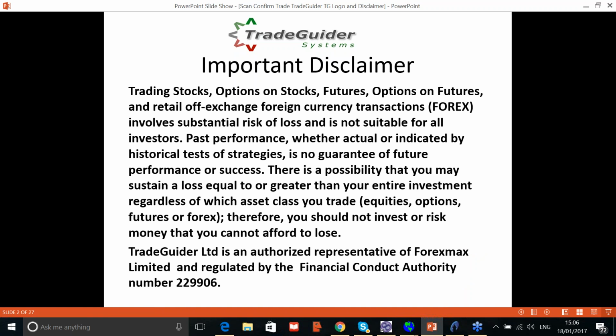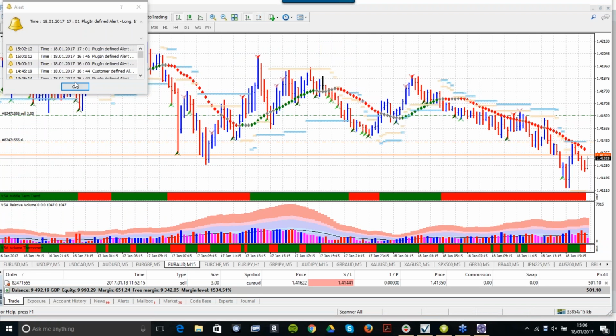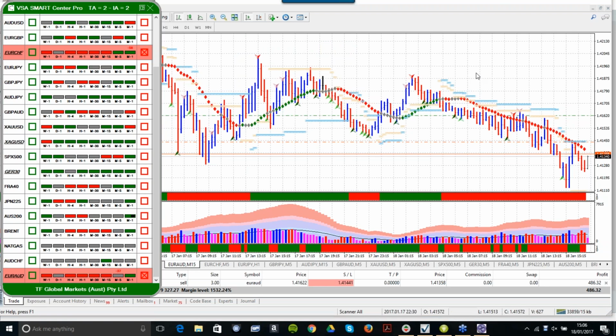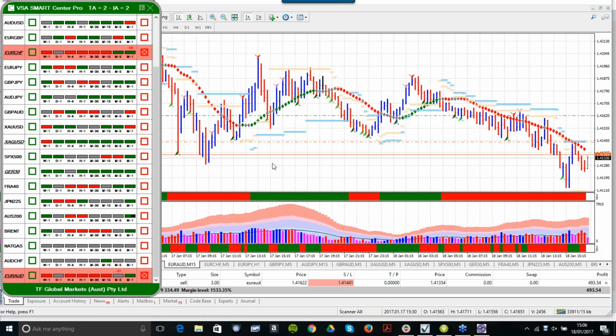Before we move on, I want to just go straight to a chart and show you what we're going to talk about here today. On your screen shortly, you should all be able to see an MT4 chart running. Tell me when you can see that, please. I'm going to explain this all to you in detail, but I just want to make sure you can see it first. So this is an MT4 chart with a trade alert that's come from our Smart Center Pro.